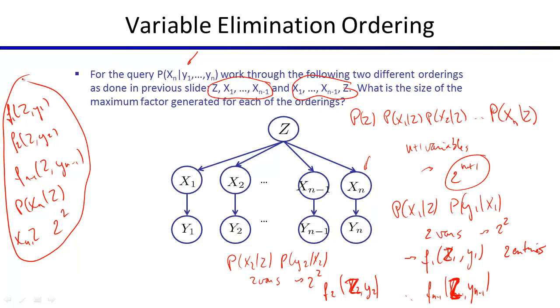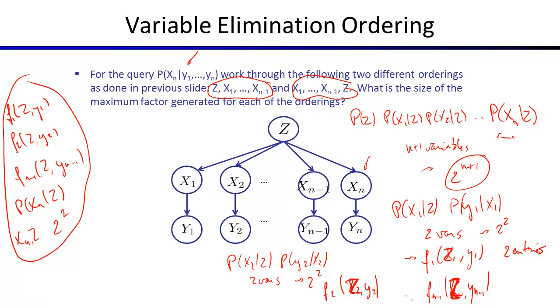In this case, at the end was just 2, whereas if we did z at the beginning, the factors we had to join together had a wide range of variables, a total of n plus 1 variables, and that's what made it very large. So keep in mind, it's not just the number of factors, but really the size of the factor you generate. All right, let's take a short break here.